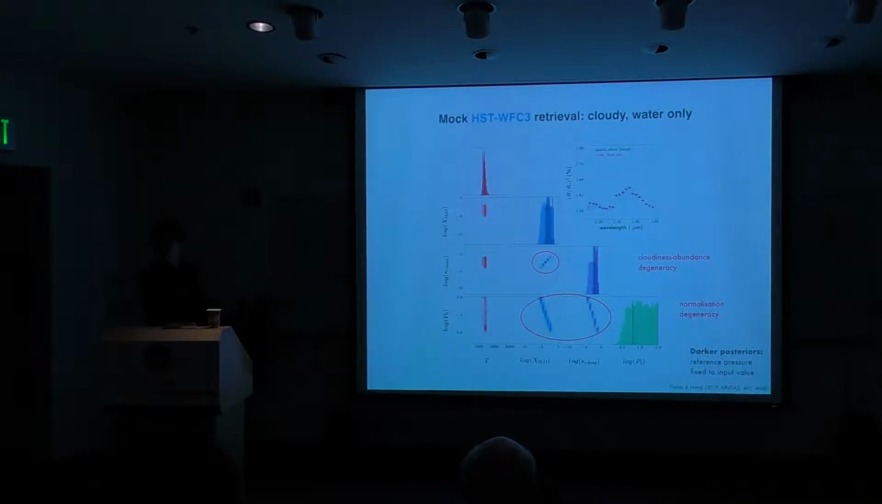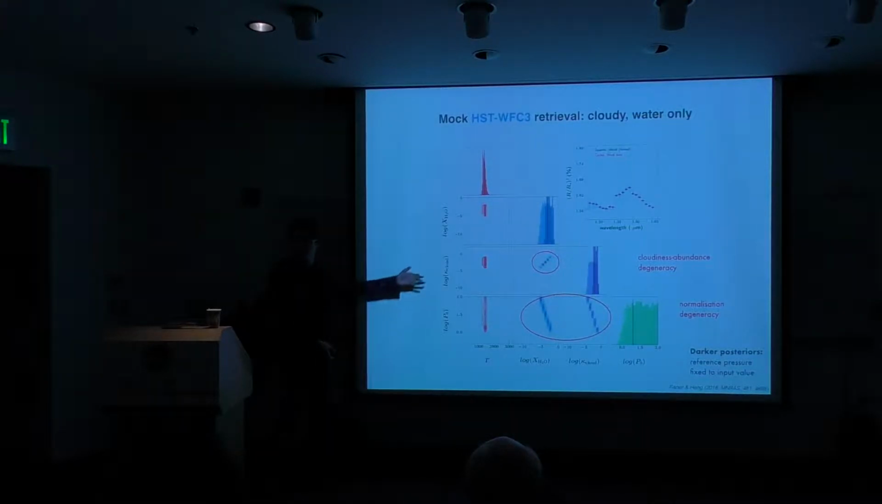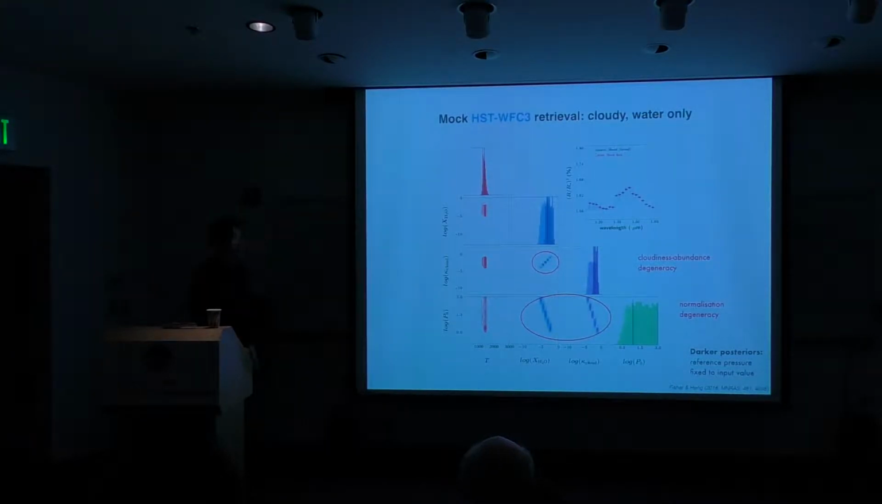So is the cloud just a gray opacity that you put on top of everything? Yes, it's the simplest assumption. It's the gray opacity. In our actual retrievals, we put in non-gray clouds, but just for the sake of argument, I put in a gray cloud so that it's clean.